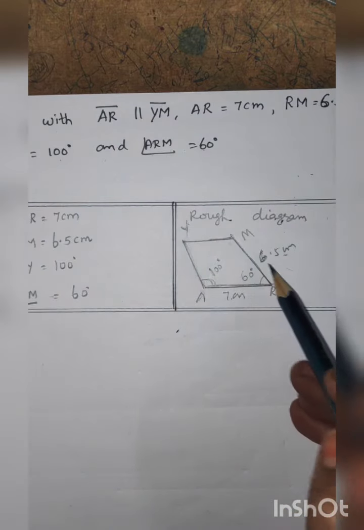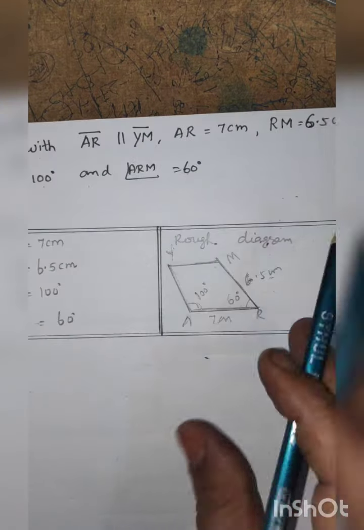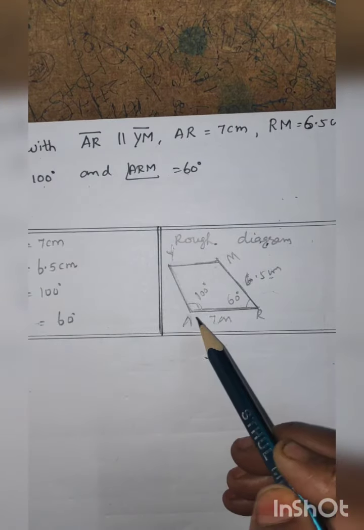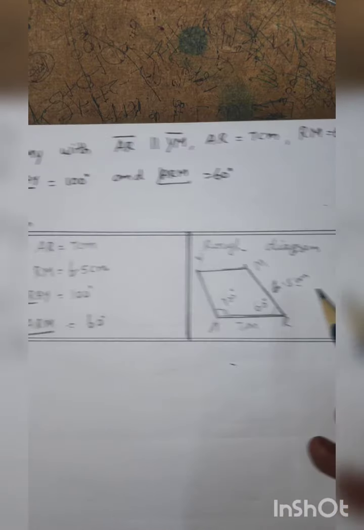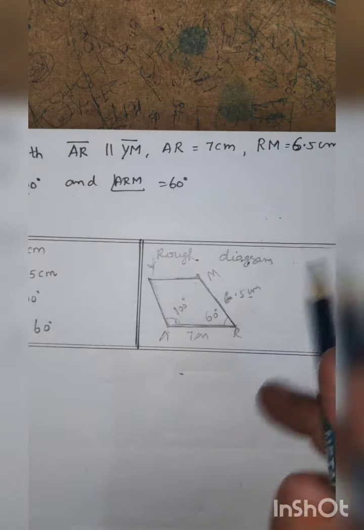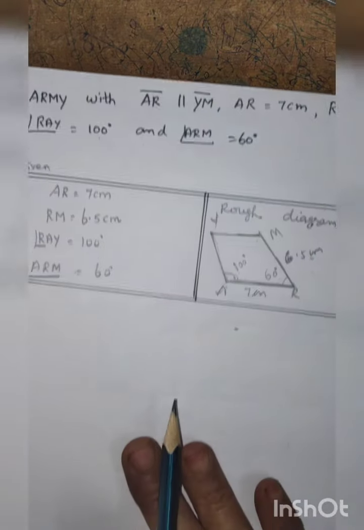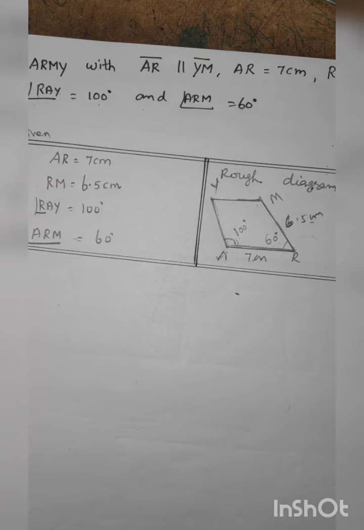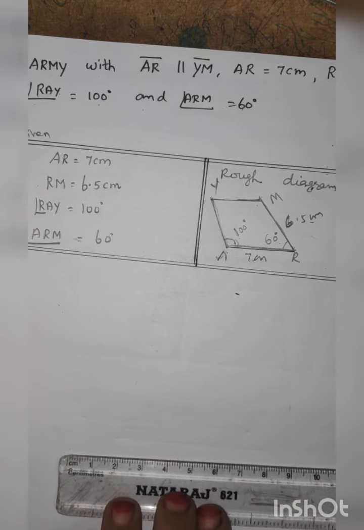RM equal to 6.5 centimeter. They are given angle RAY, 100 degree. So A is the angle 100 degree. Next ARM, ARM equal to 60 degree. So draw the rough diagram, after that draw the fair diagram. First you measure 7 centimeter.